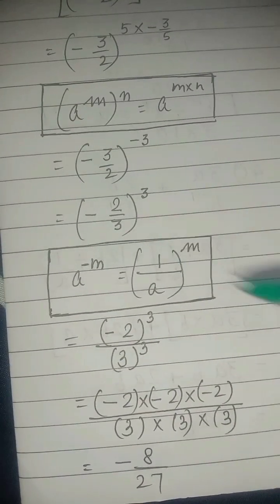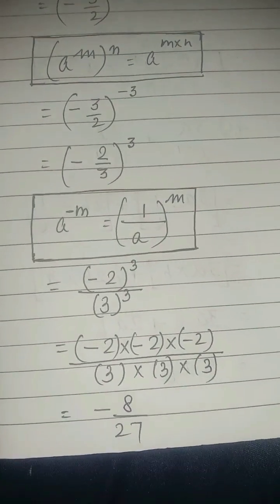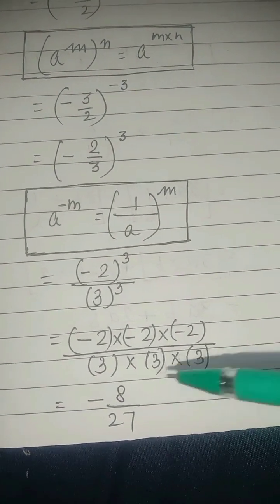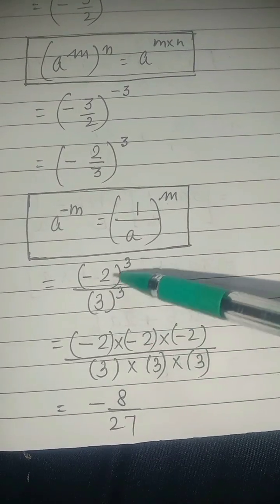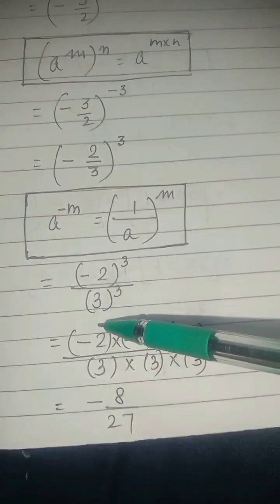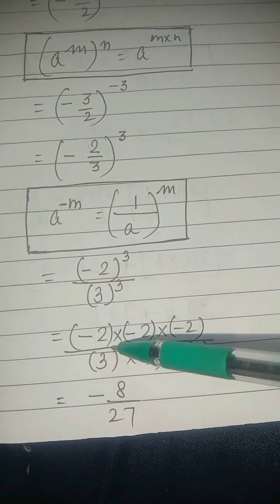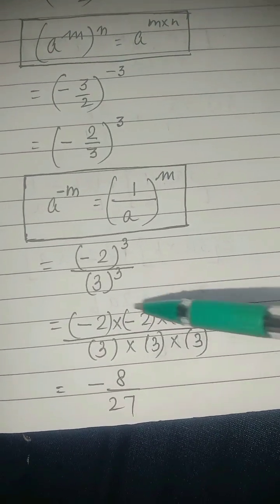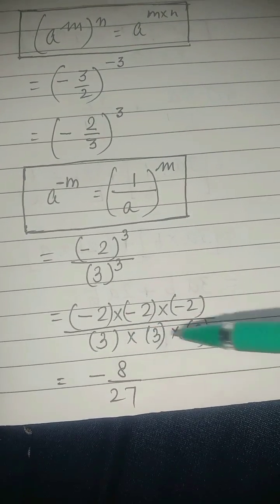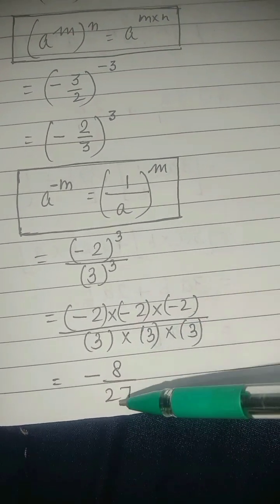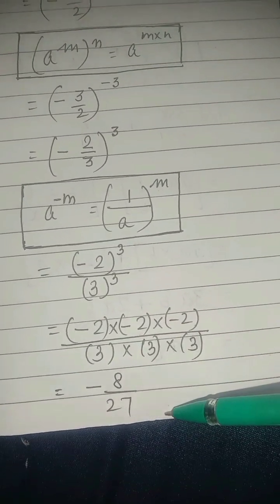(-2/3) whole cube means you have to cube both the terms. So now it's (-2/3) whole cube, which is -2 multiplied 3 times, and 3 multiplied 3 times. So (-2) cube means -2 into -2 into -2, and 3 cube means 3 into 3 into 3. So if we multiply, we will get -8/27, and this will be the answer.